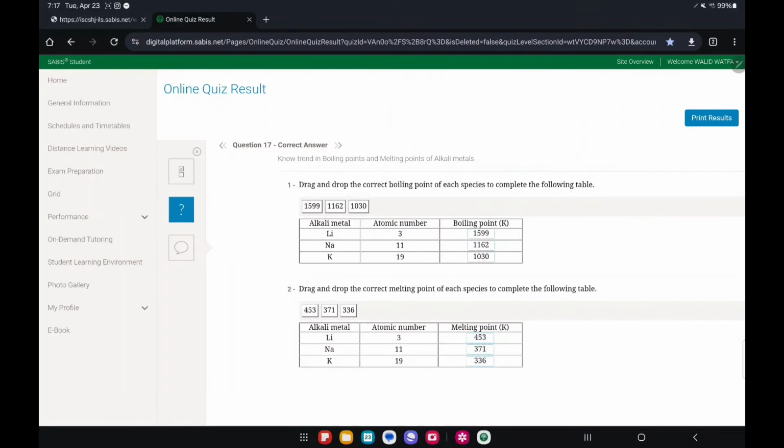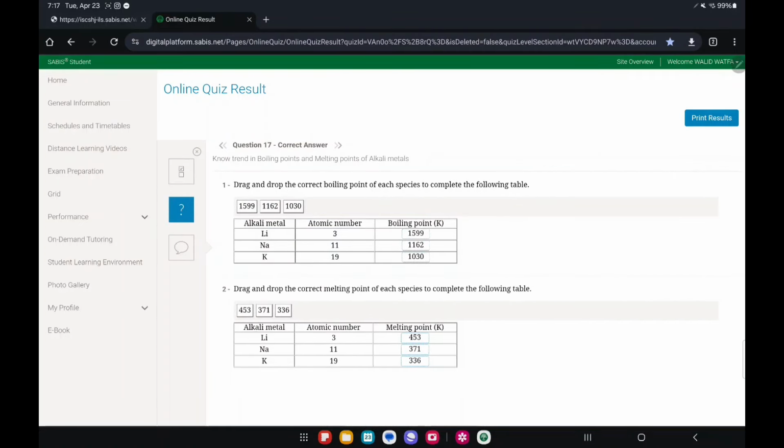However, I think this one's for the alkaline metals. Yeah, for alkaline metals, it's the other way around. So as you go down, it actually decreases for the alkaline metals. It starts with the highest at the top, then it starts decreasing as you go down. Same thing here, highest at the top, then it decreases as you go down.